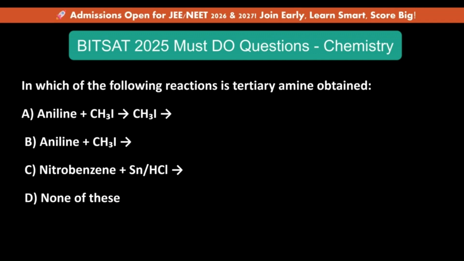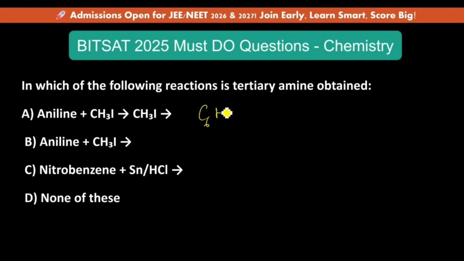Then which of the following reactions gives a tertiary amine? Aniline with CH3I. Okay, once again I am treating it with CH3I. Then option B says aniline with CH3I. And option C is nitrobenzene with tin HCl. Nitrobenzene will give you primary amine only, none of these.